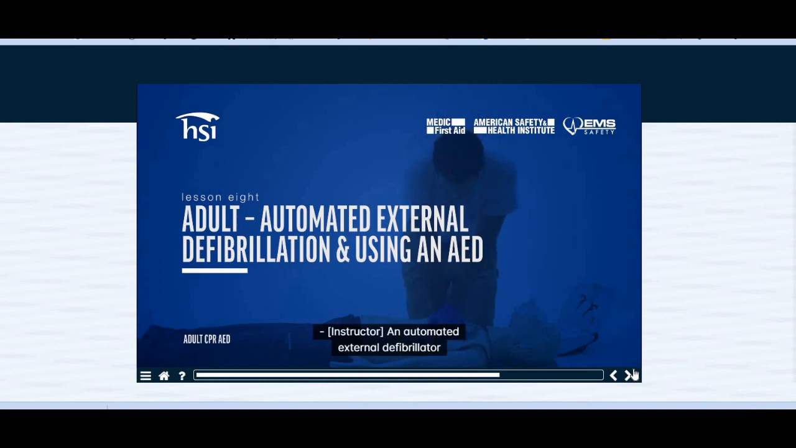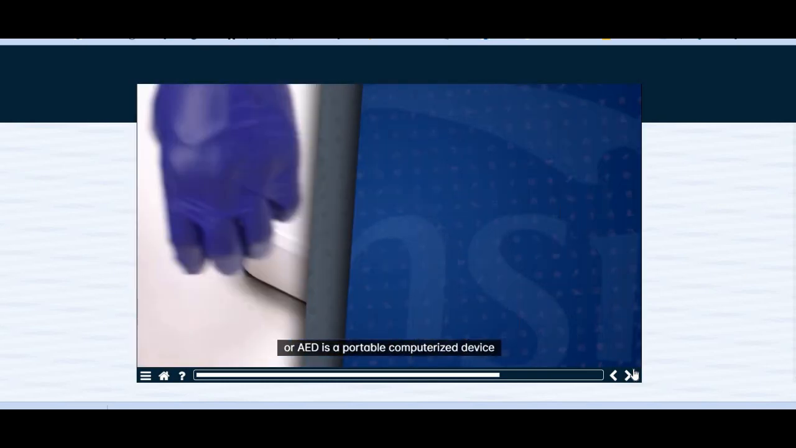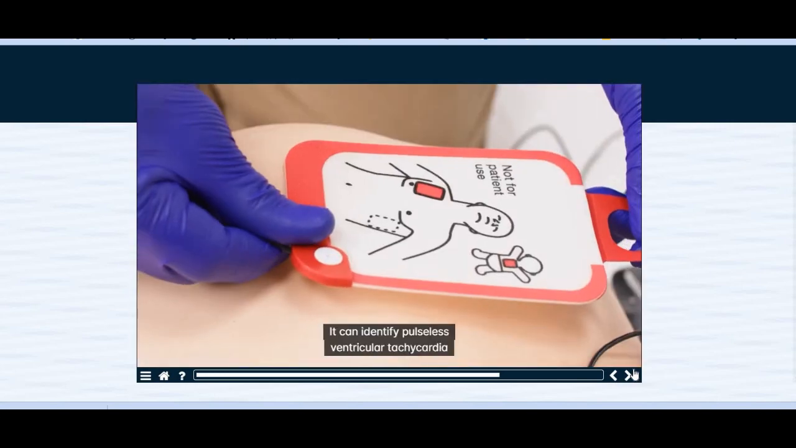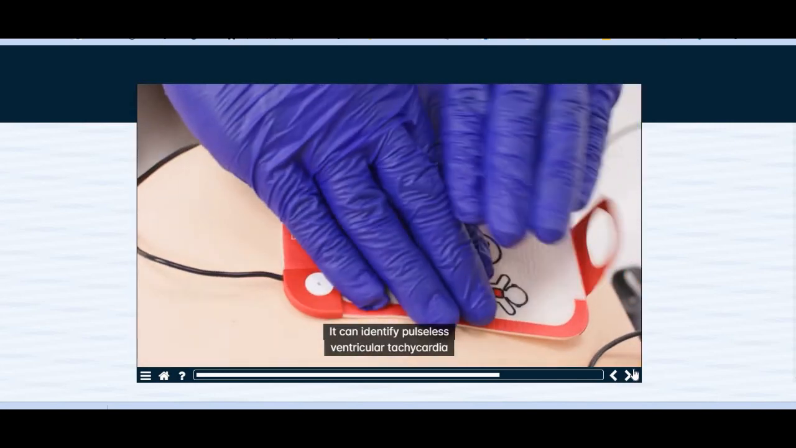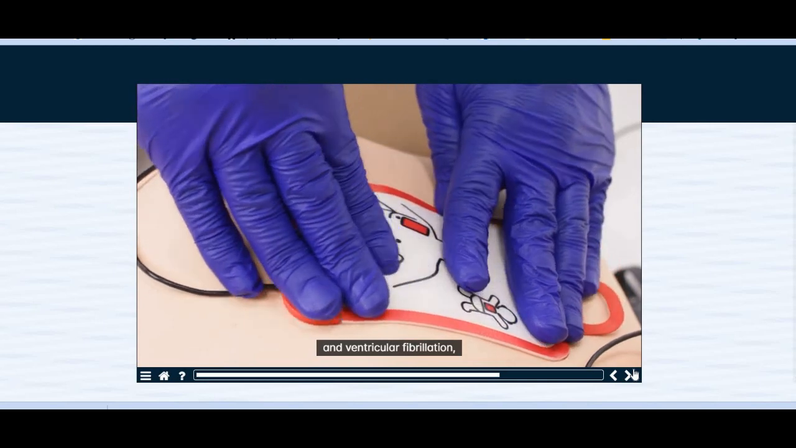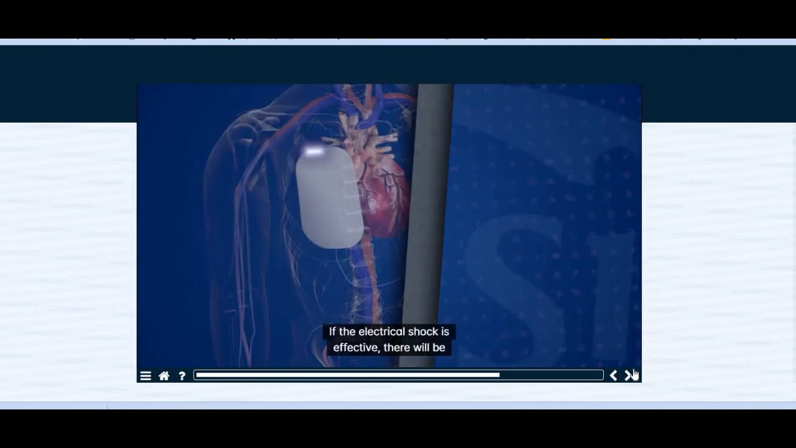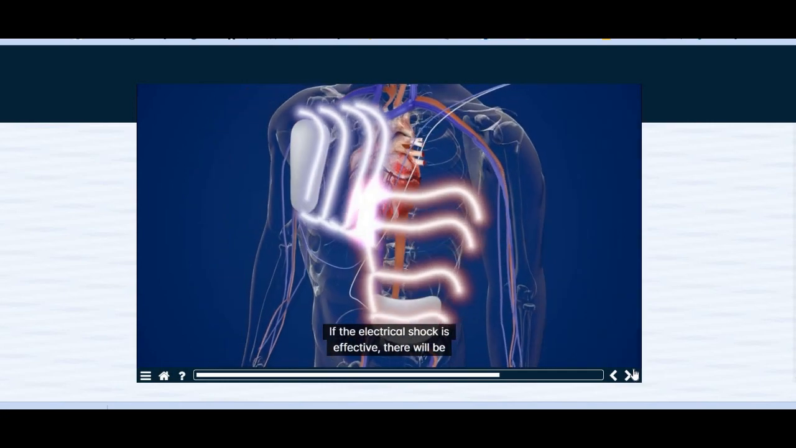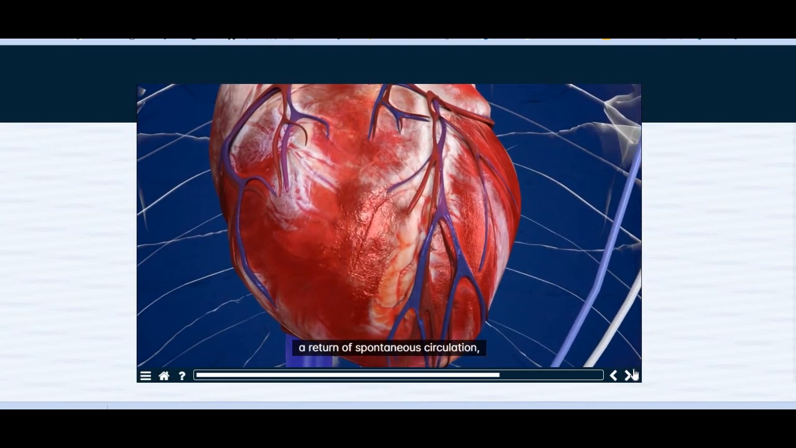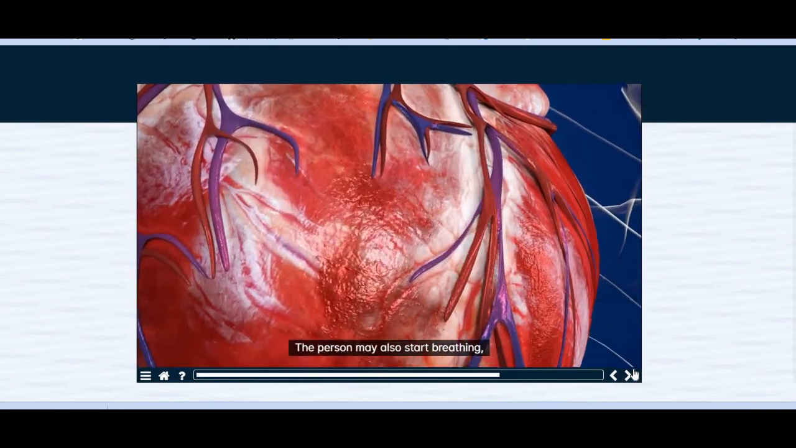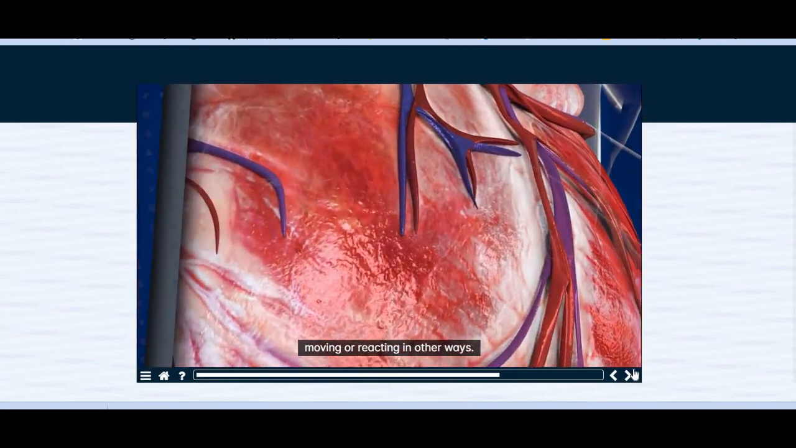An automated external defibrillator, or AED, is a portable, computerized device that is simple to operate. It can identify pulseless ventricular tachycardia and ventricular fibrillation, and deliver an electrical shock to restore the heart's normal contractions. If the electrical shock is effective, there will be a return of spontaneous circulation. The heart will be able to pump blood. The person may also start breathing, moving, or reacting in other ways.